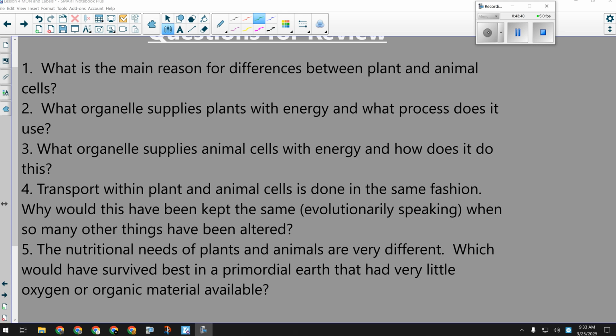Okay, number 4. Transport within plant and animal cells is done in the same fashion. We're actually going to talk about those a little bit tomorrow. We're talking about things like diffusion, osmosis, active transport. Those are all cell transport methods, and they both use them. Why would this have been kept the same, evolutionarily speaking, when so many other things have changed?